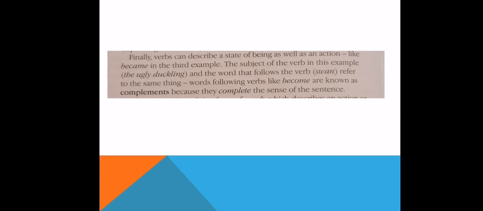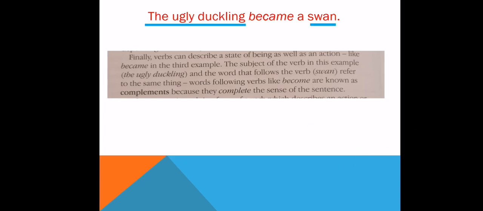Okay, let's move on. So finally, verbs can describe a state of being as well as an action, like became in the third example. Let's have a look at the third example. The ugly duckling became a swan. The subject of the verb in this example, the ugly duckling, and the word that follows the verb, swan, both refer to the same thing. The ugly duckling became a swan. It's the same subject. All right? So words that follow verbs like became are known as complements because they complete the sense of the sentence. So the ugly duckling and the swan here are our complements.